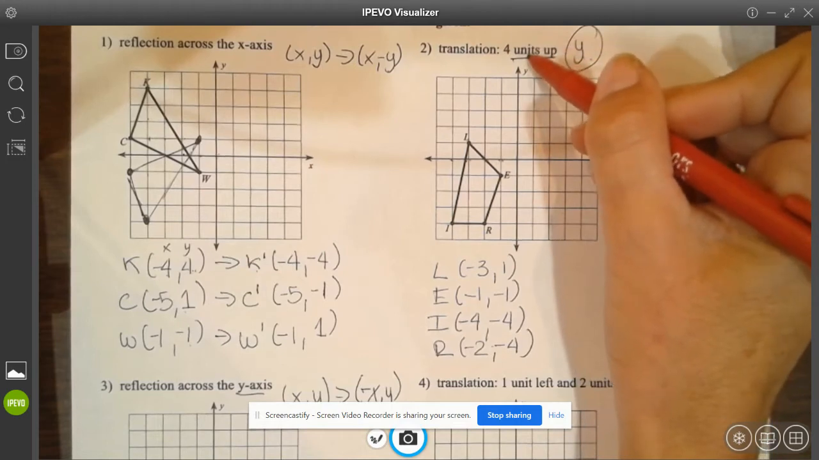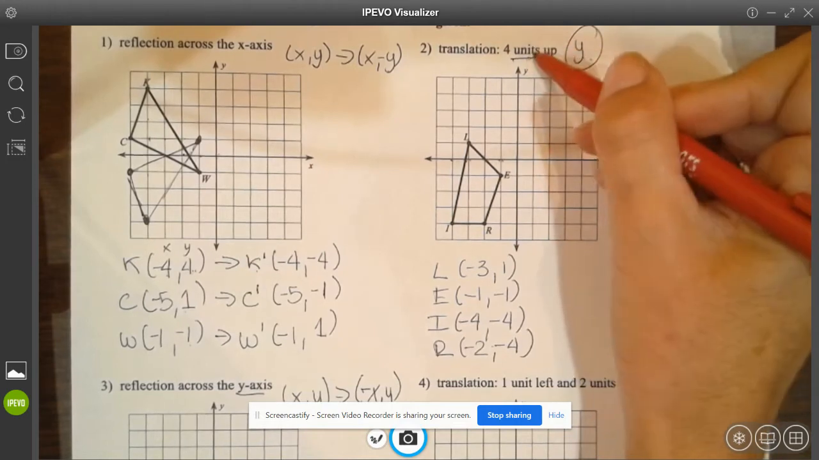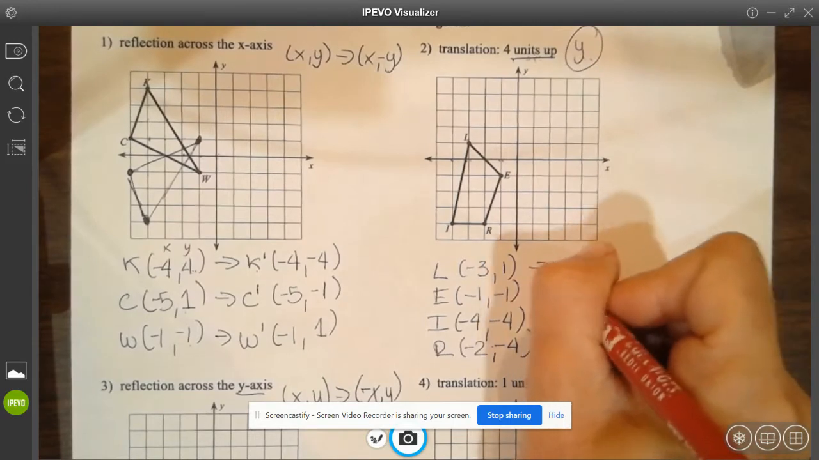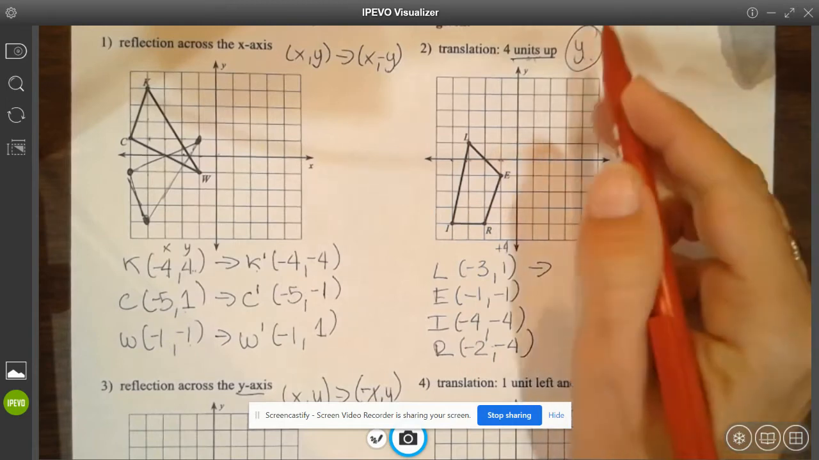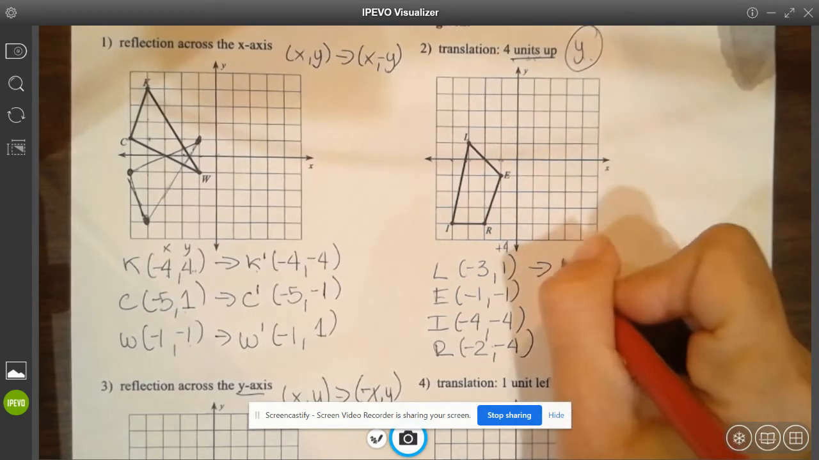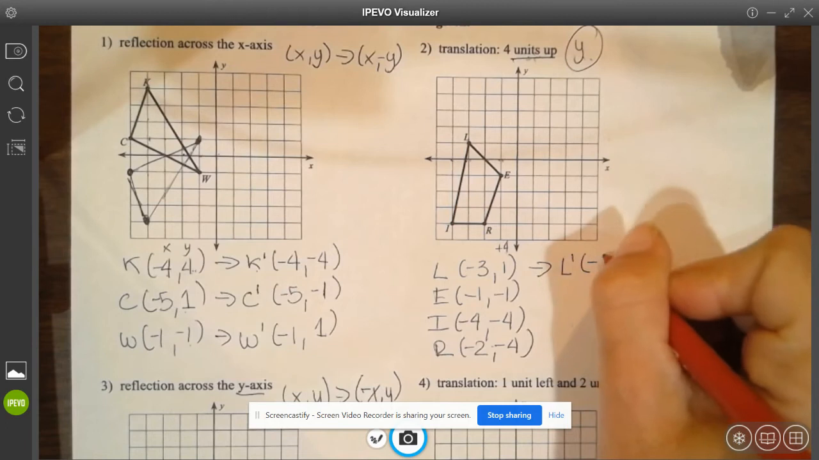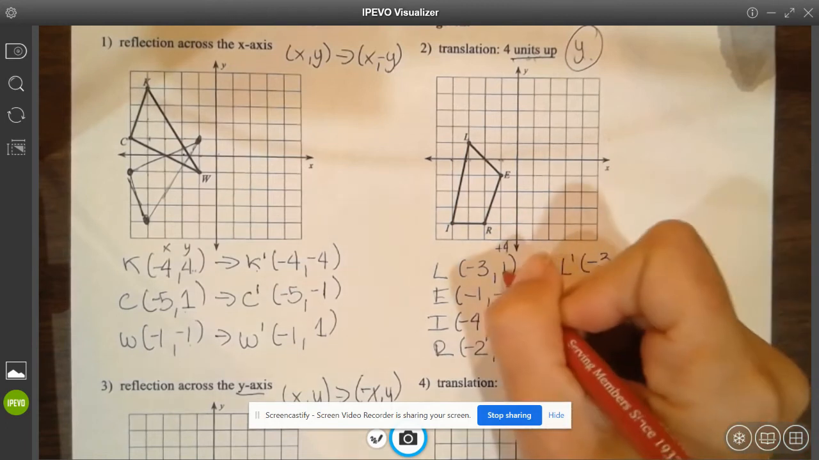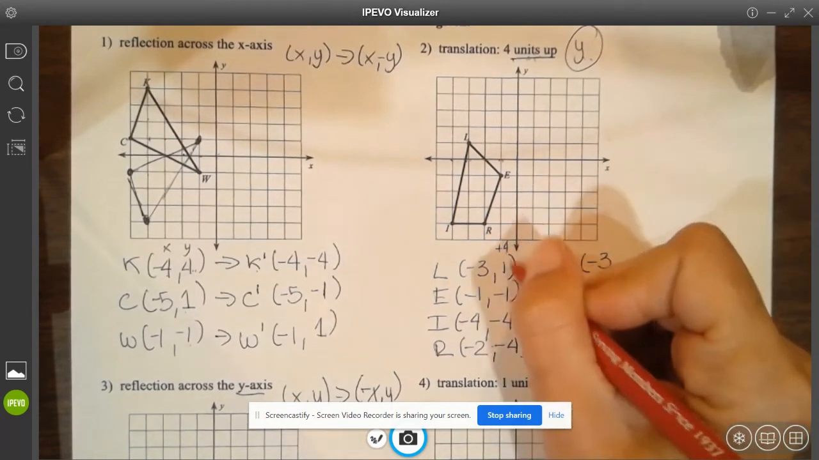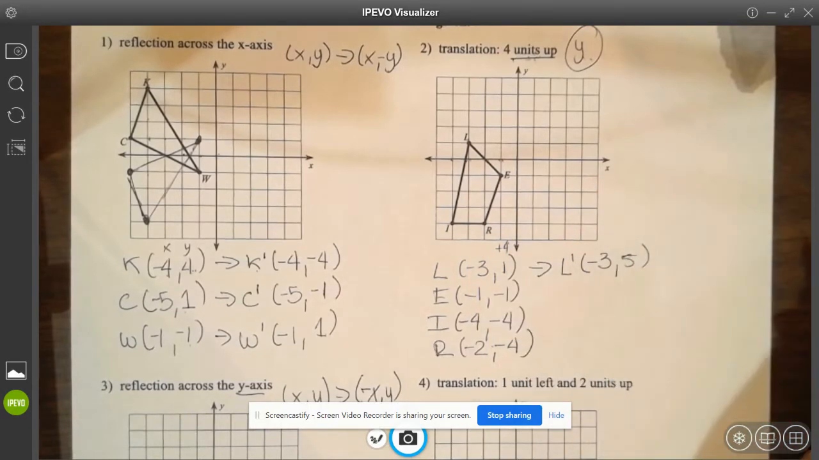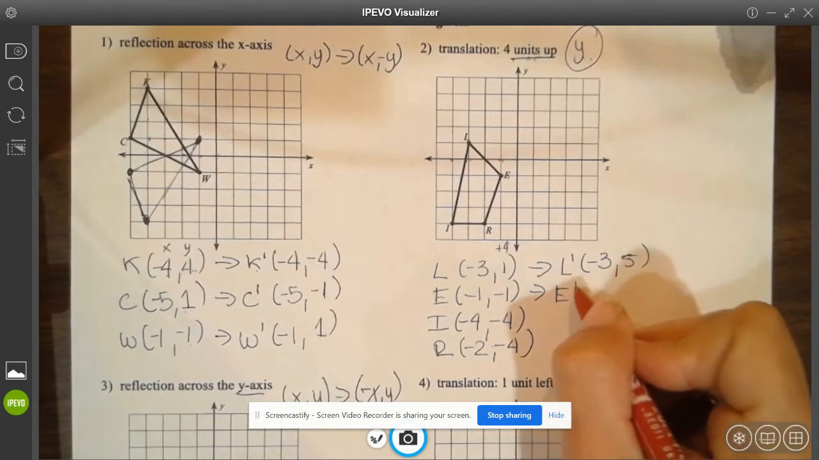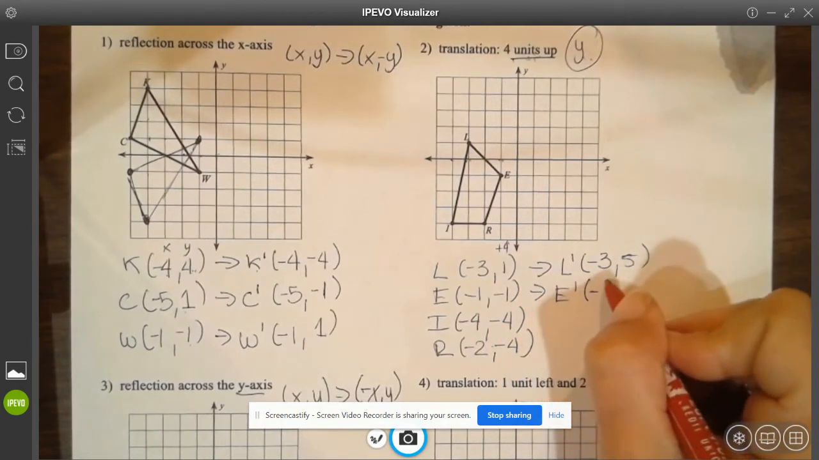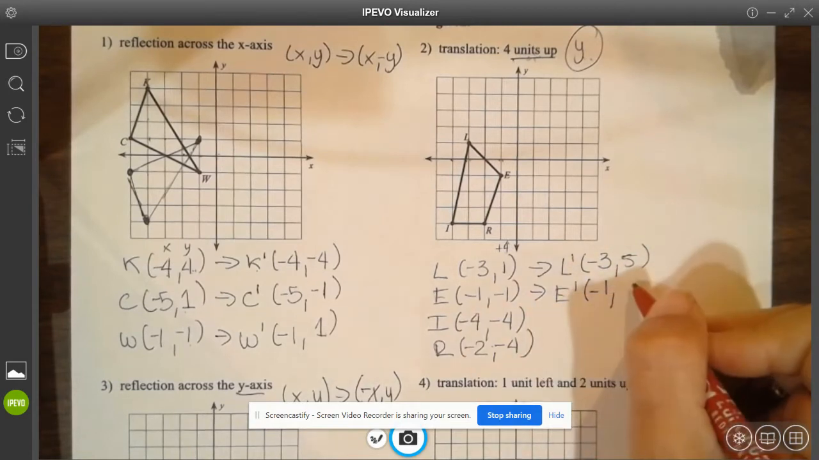So I have to add 4 units to all my y's, and that would be my new point. So plus 4 on my y's because it's going up. So that's L', then it's -3, and then it's 1 plus 4. So 1 plus 4 is 5. Okay. All right, my next one would be E, and it would be the same x, that doesn't change, but -1 plus 4, that is 3.